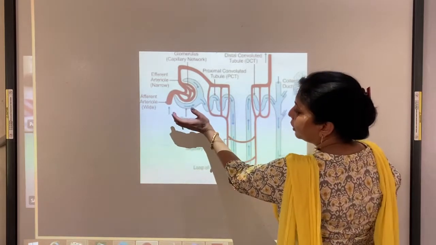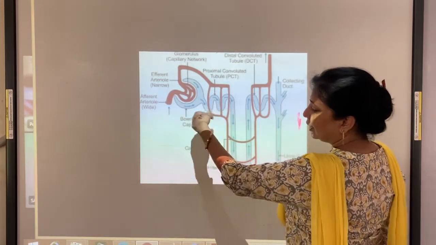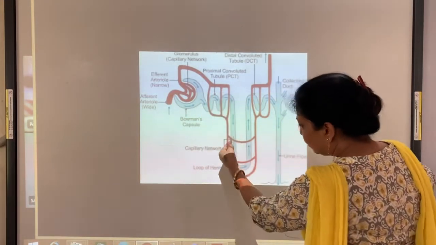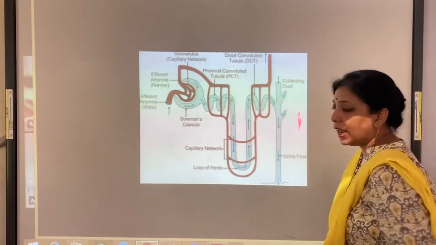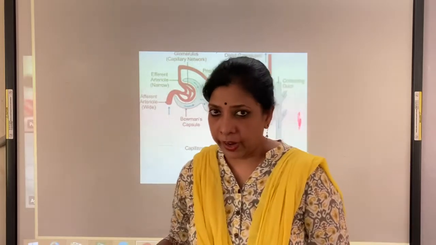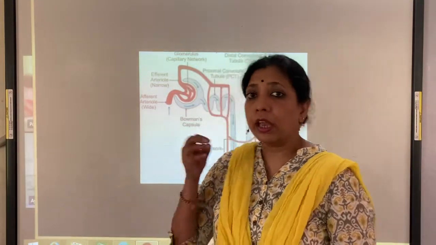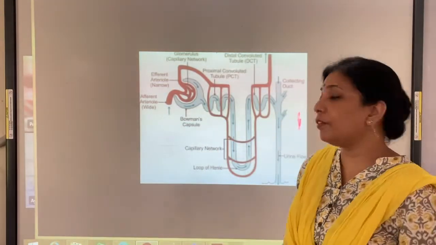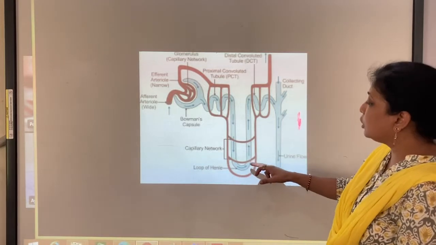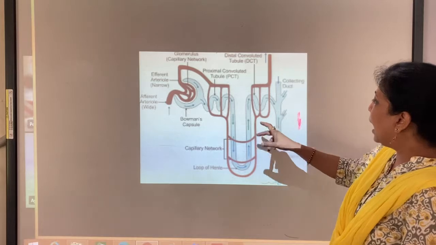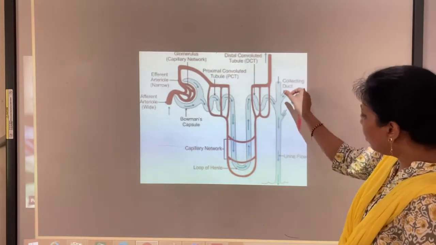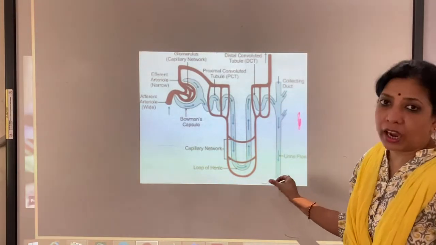This is the Bowman's capsule, and then this tube is coiled, and then it makes a U-shaped structure. We call it Henle's loop or the loop of Henle. Both are one and the same thing. And then this U-shaped tube again coils a little here, and then it meets a broader duct.